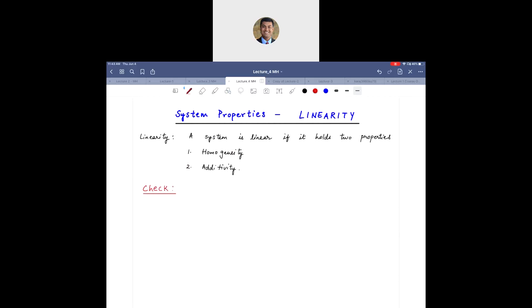So I start off with x1 of t. I go through my system operator to get y1 of t. And then if I know the system, I know what y1 of t is. Then I consider another input x2 of t. I go through the same system operator to find y2 of t. And because I know the system operator, I can find even that, y2 of t. I can express y2 and y1 in terms of x2 and x1.